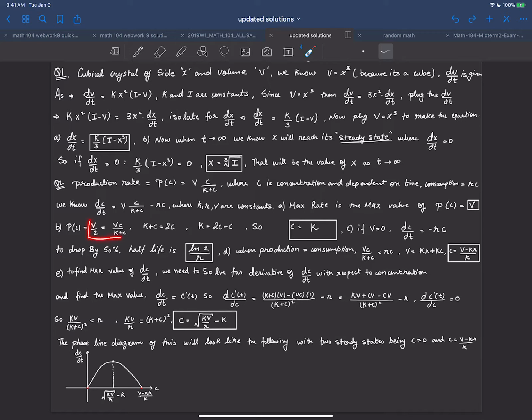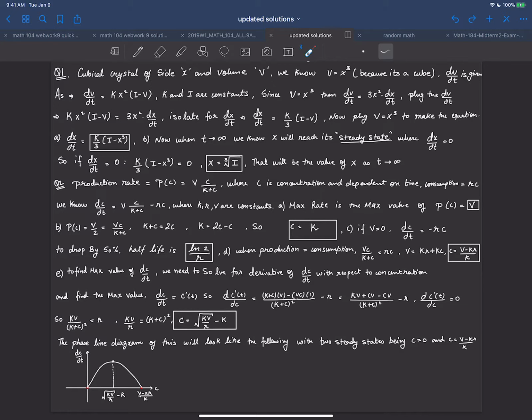So when you equate it to the actual production rate equation and solve for C, you can isolate it following all these steps, and then you get C equals K. That is the concentration where your production rate will be half of its max value.